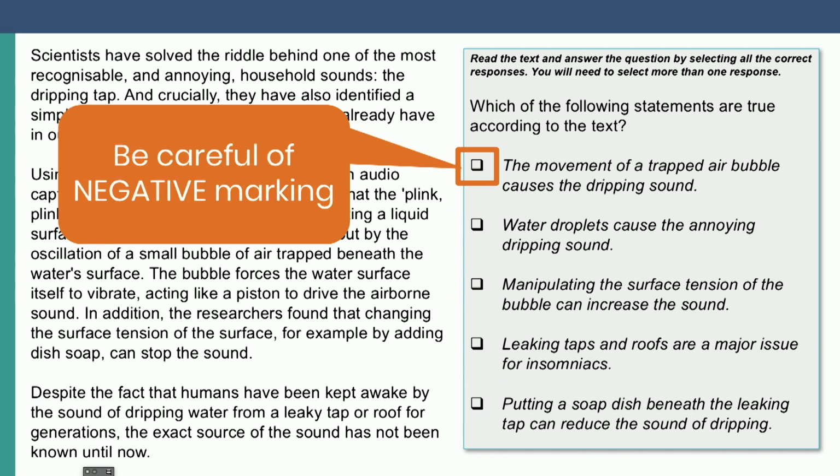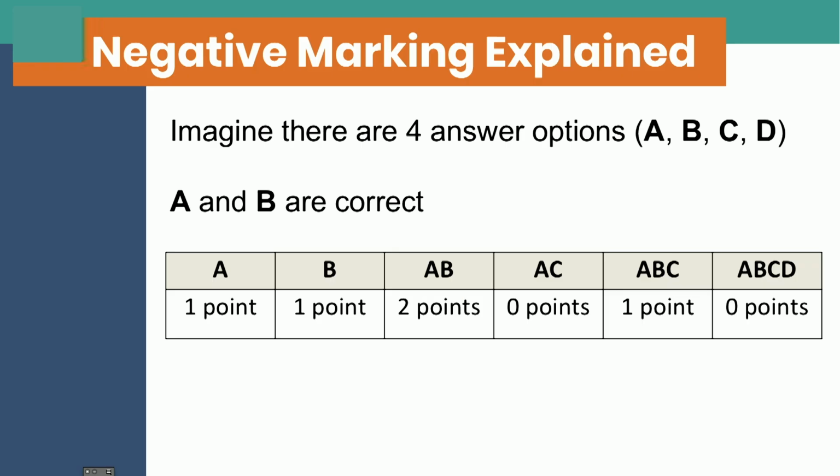But you need to be careful because there is negative marking in this task. So let me explain to you the negative marking very, very simply. Imagine that there are four answer options. Imagine that A, B, C, and D are the answer options, okay? And imagine that A and B are the correct answer options. So let's run through this scoring here. Just let me get out my red pen.